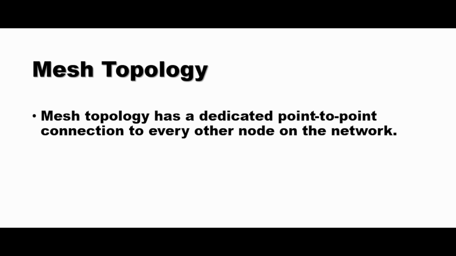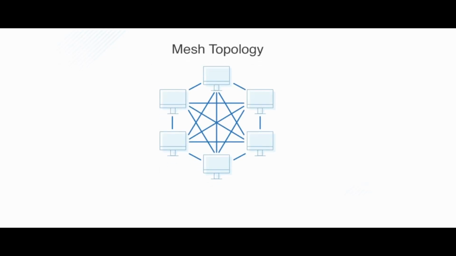The last one is mesh topology. I will show a picture for more clarification. So this is what mesh topology looks like. In this topology, every node has a dedicated point-to-point connection to every other node on the network. So each PC has multiple pathways through which data is transferred. In mesh topology, each node is directly connected to all nodes on the network.